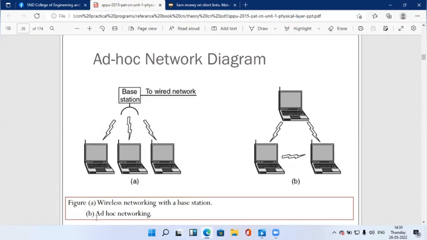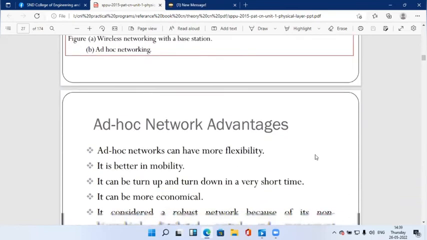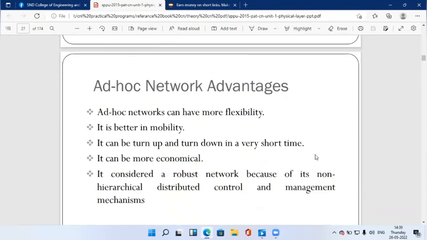After that, figure B is an ad hoc network. In an ad hoc network, the base station is missing. The first laptop should communicate with the second laptop, and the second laptop should communicate with the third laptop. Understood, all of you? Okay, so these are some advantages of your ad hoc network.